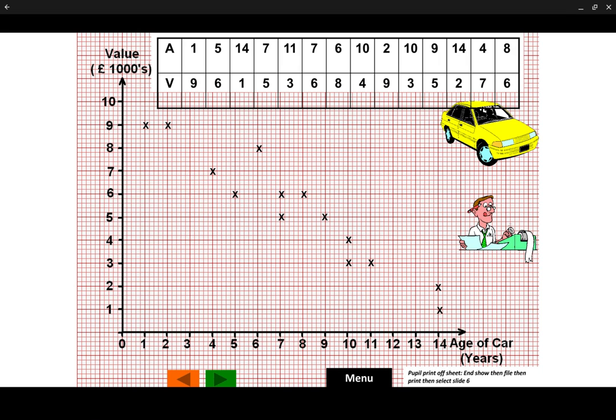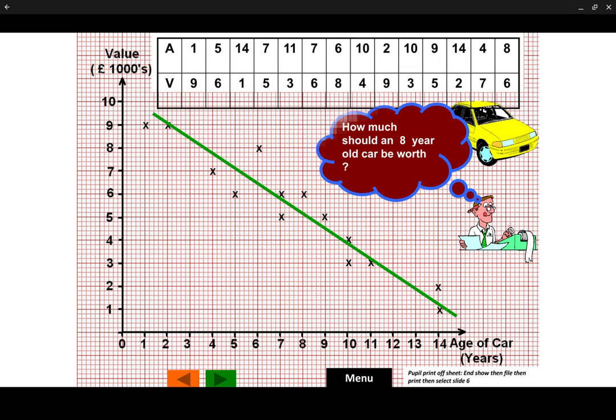Now I draw my line of best fit. Remember I told you it doesn't have to start from 0. It has to go through most of the points. So here you go, here's mine. Now using that, I can estimate.